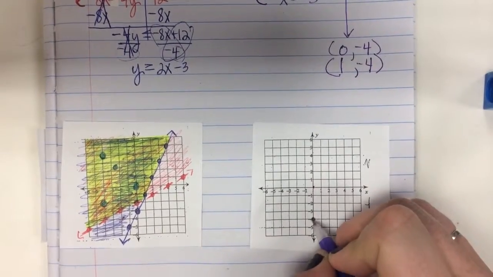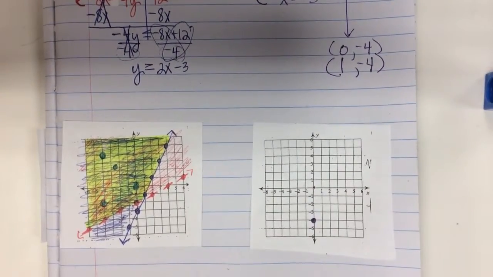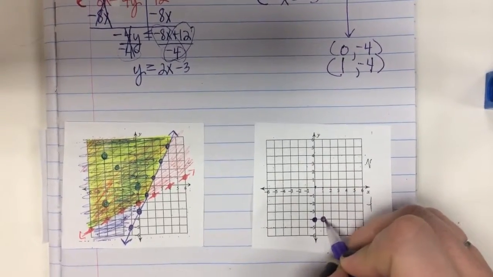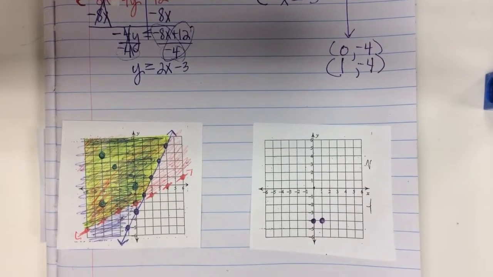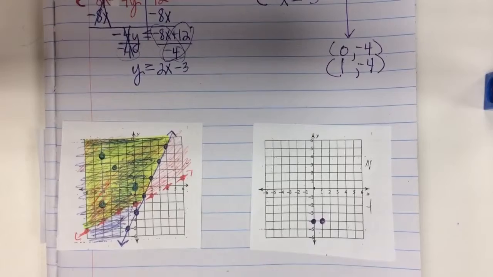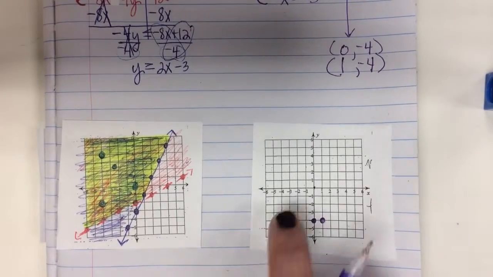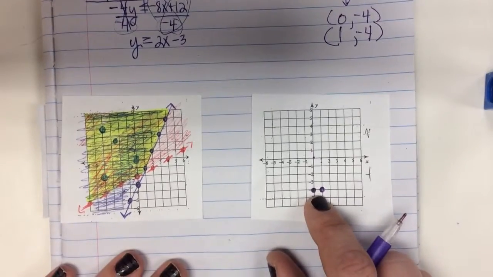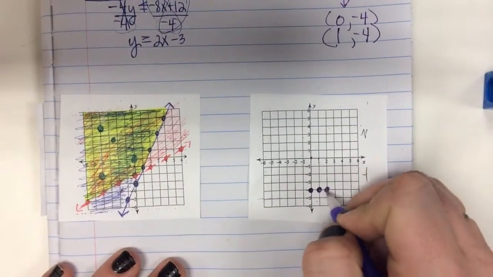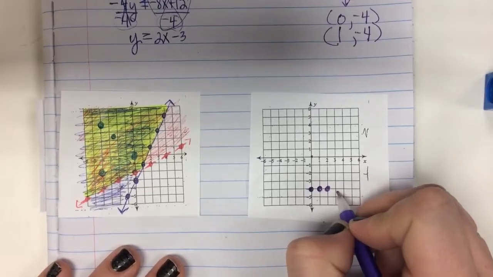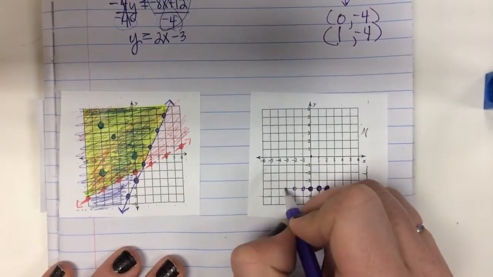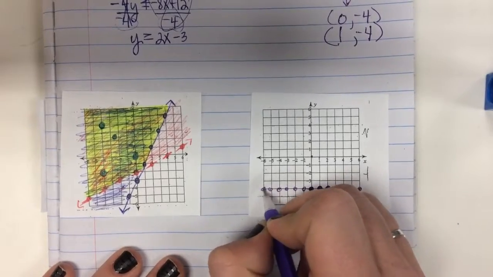0, -4. 1, -4. What do you see? Where do you think this line is going to go? Nowhere. It's going to go somewhere. Well, what's the slope of this line? 0. So where's my next dot going to go? Right here? And I keep going, right? The slope of that line, what touches the variable x? Nothing. The number 0.